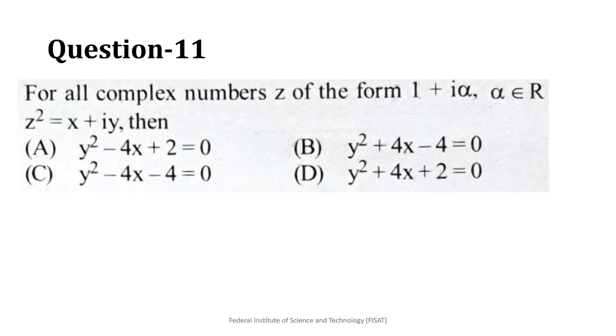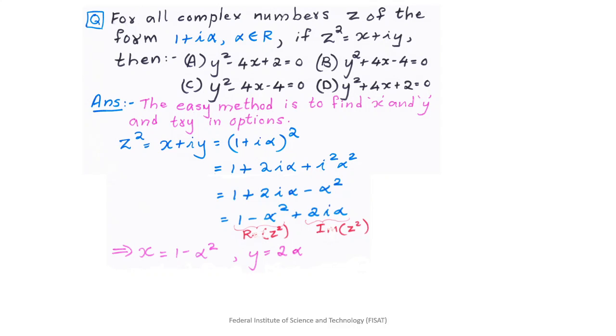For all complex numbers z of the form 1 plus i alpha, alpha an element of R, z square equal to x plus iy. Then which of the following equations is correct? In this type of questions, you can find out the value of x and y and substitute in these equations to get the answer. So z square is given, x plus iy equal to 1 plus i alpha the whole square.